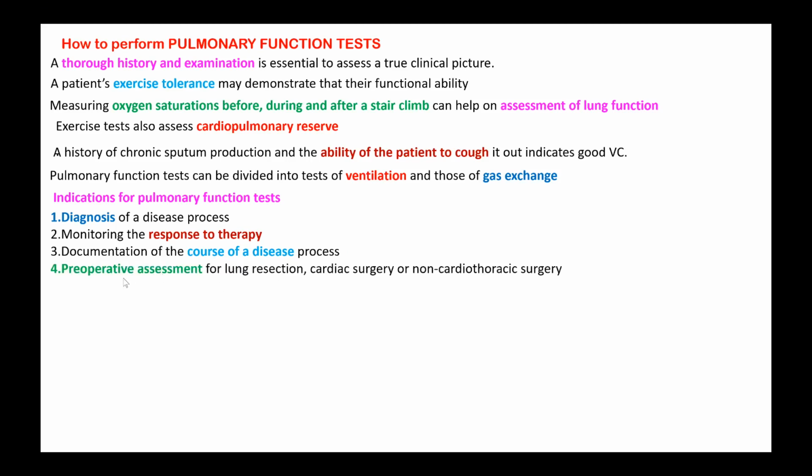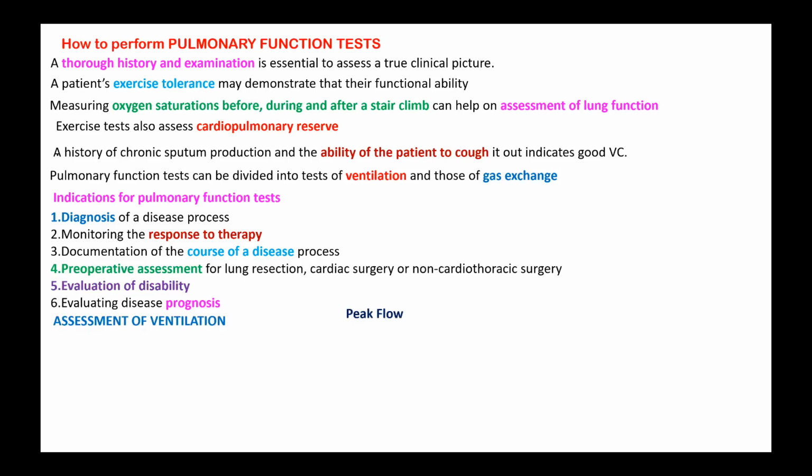It is a very important tool for preoperative assessment for cases like lung resection, cardiac surgery, and non-cardiac thoracic surgery also, and the evaluation of disability. So that also will be found out by the consultant, and evaluating disease prognosis, whether it will improve or it will become worse. Now, assessment of ventilation, how can it be done?